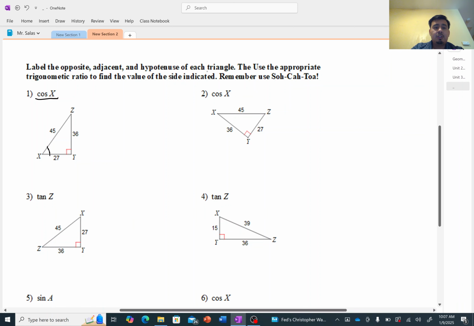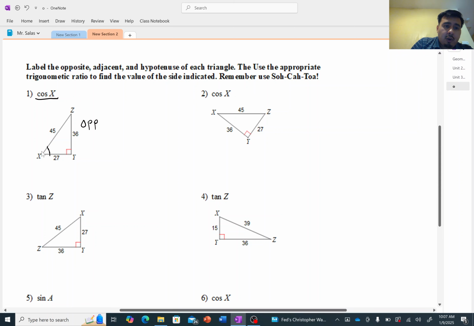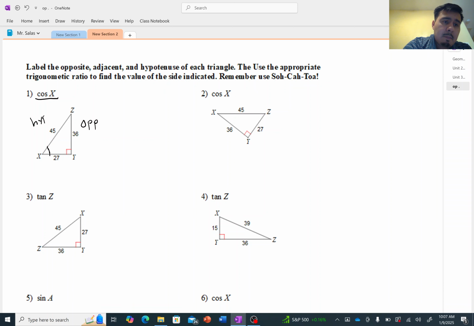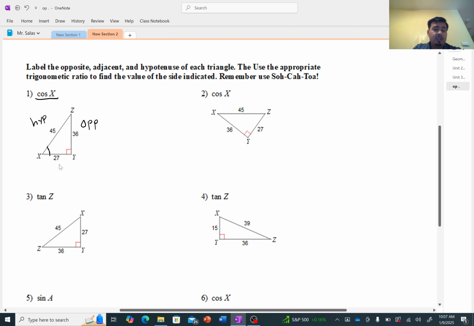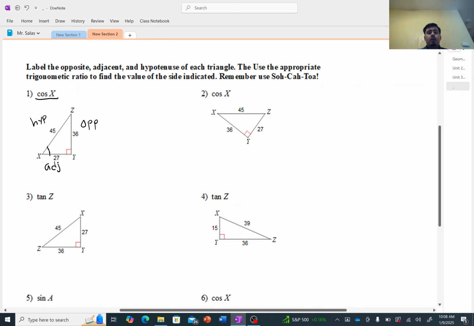Okay? So across my x value is the opposite, right? So this 36 has to be the opposite. The side that's across my 90-degree angle, that would be my hypotenuse. So that means 45 is my hypotenuse, okay? The side next to the angle, which is 27, that would be my adjacent, okay? So I labeled my hypotenuse, my opposite, and my adjacent.